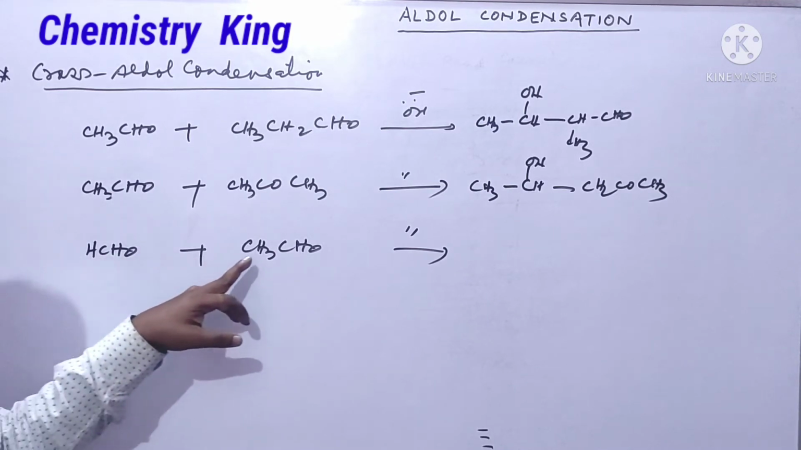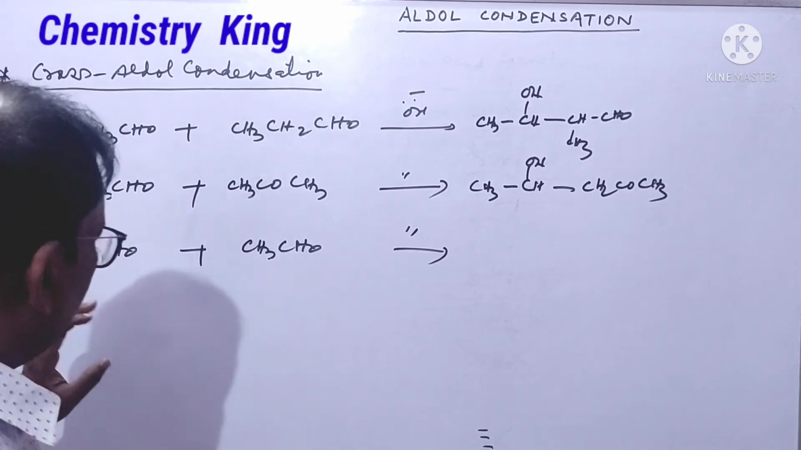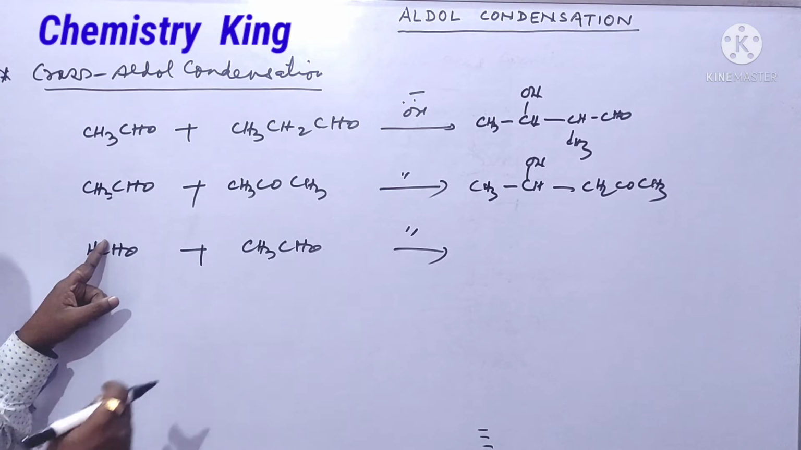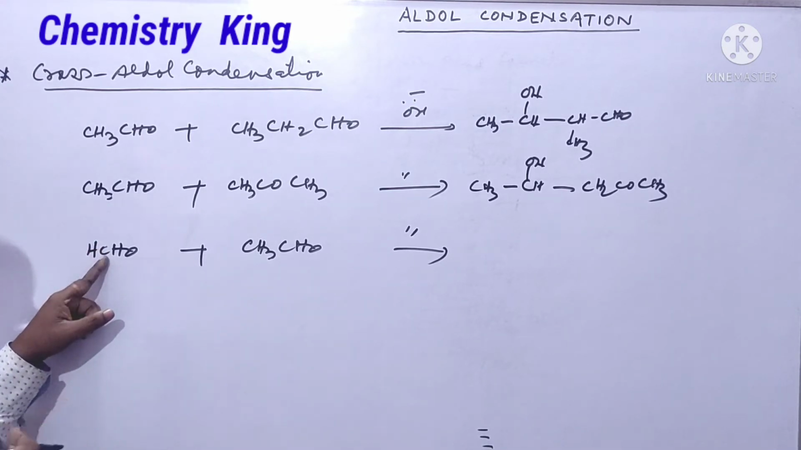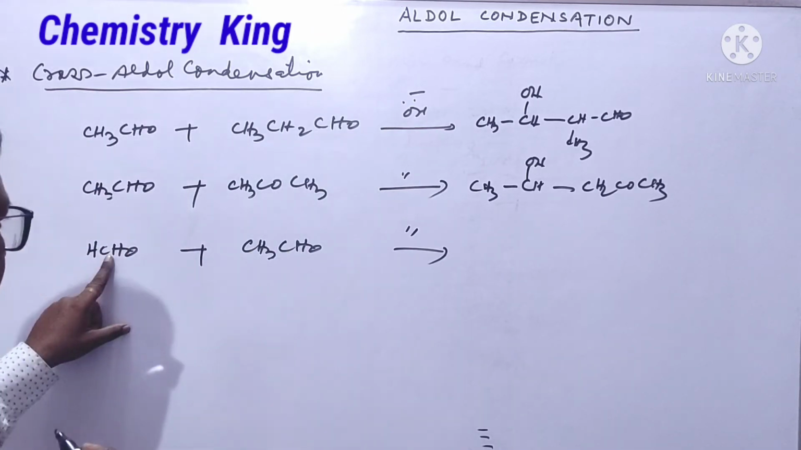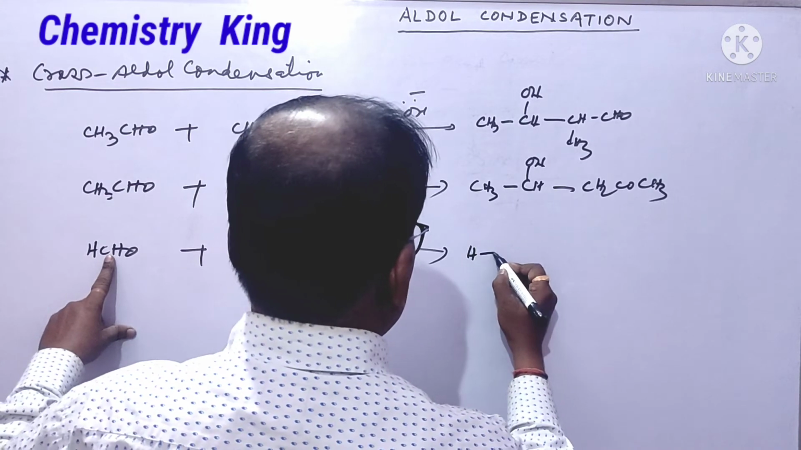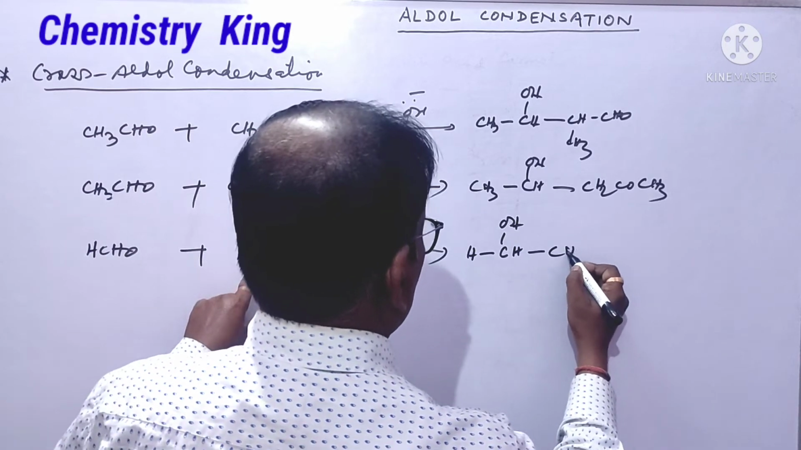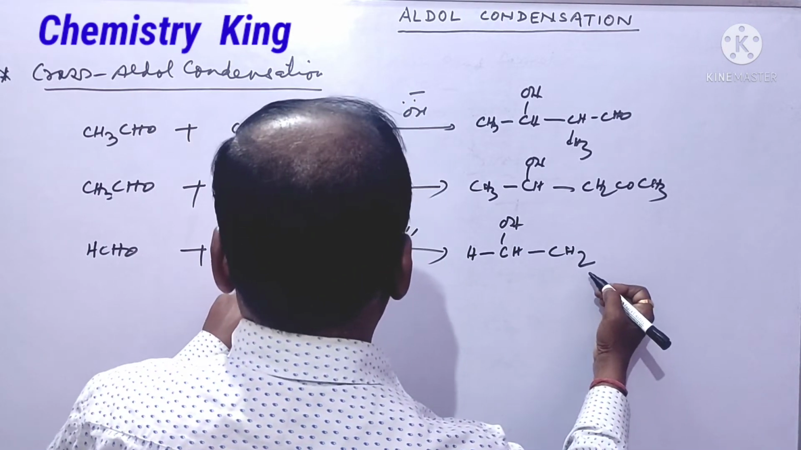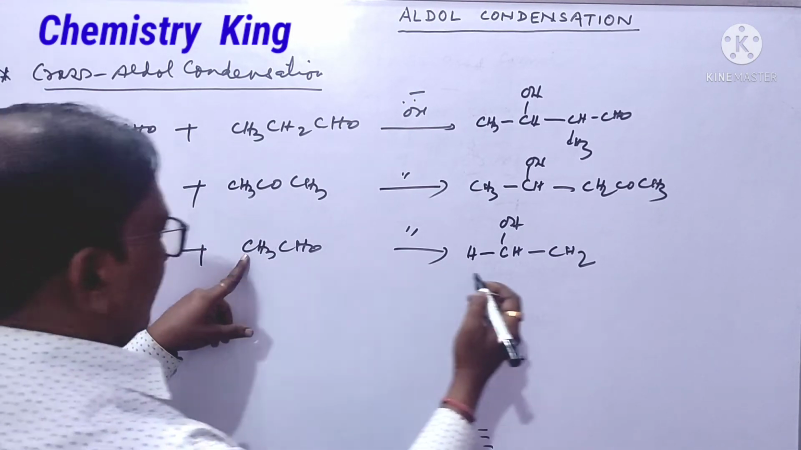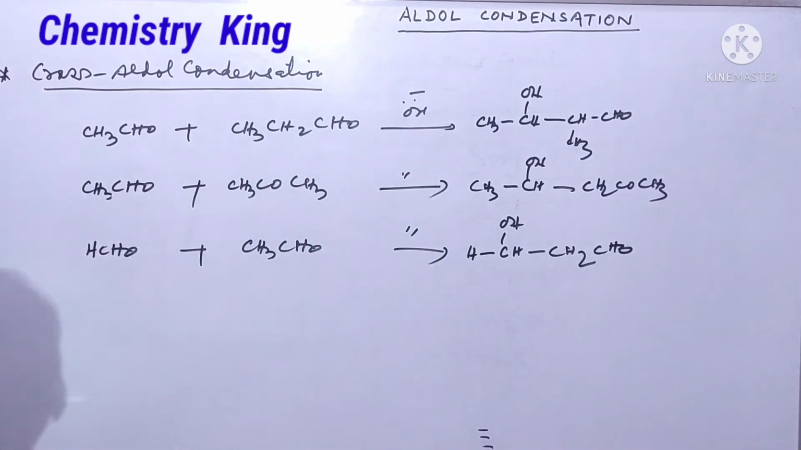Here, formaldehyde is more reactive than acetaldehyde. In another way, we can say that this carbon has more positive charge than this carbon. So this carbon is more prone to nucleophilic attack. So HCHOH, CH2, CH, this carbon will have the negative charge. This carbon will attack here. CHO, it is the major product.